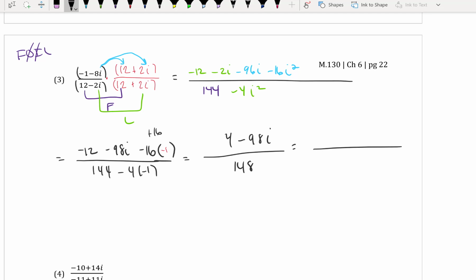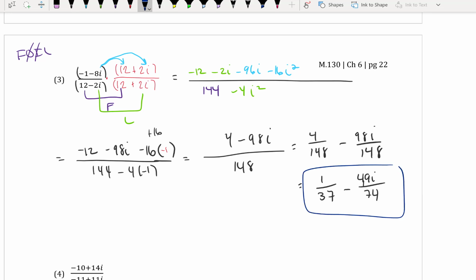And just like we did before, you always try to simplify. So this tells me I really have two fractions. I have 4 over 148 minus 98i over 148. So I can simplify this fraction, 4 divided by 148, and that's going to give me 1 over 37. And that fraction, 98 divided by 148, is going to give me 49i over 74. And so that ends up becoming my final answer.